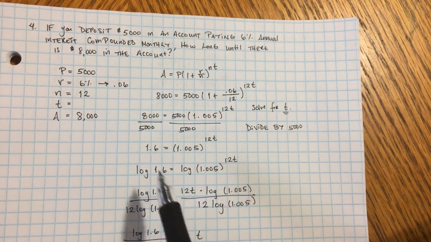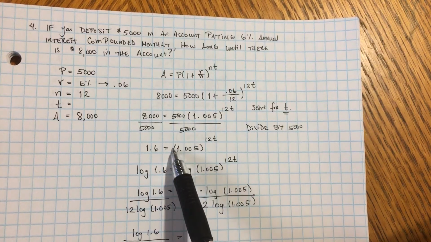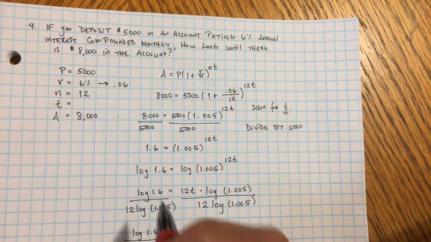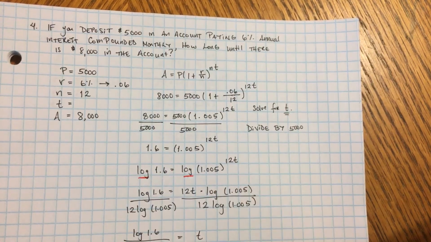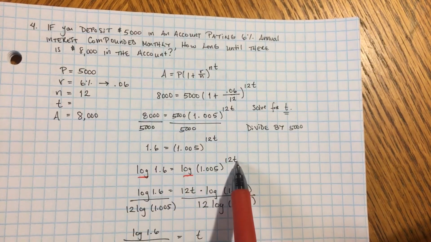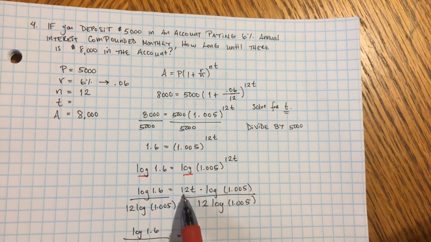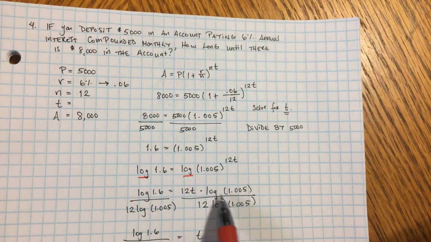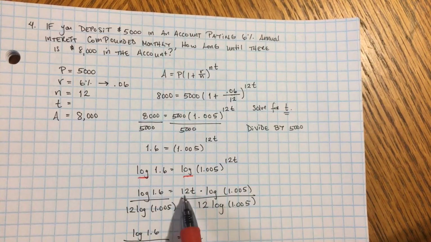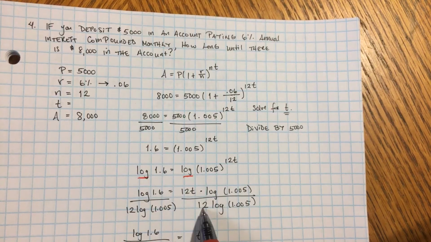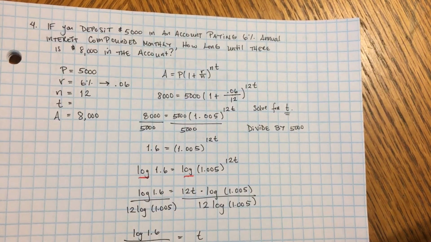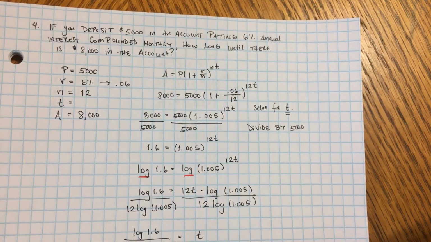Now this becomes an interesting problem because I need to get this t down from the exponent. How do I do that? Well, you're going to use logarithms. You take the log on both sides, and when that happens, you can use the power property of logs and bring this guy to the front. So 12t multiplies the log. Then just use your algebra. Divide by log of 1.005, and notice I also divided by 12. So these guys simplify out, and you're left with this value. Put it in a calculator, and you end up with 7.9 years.